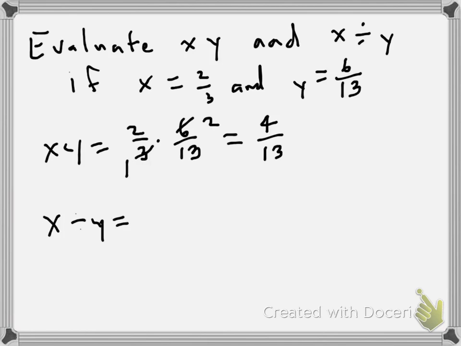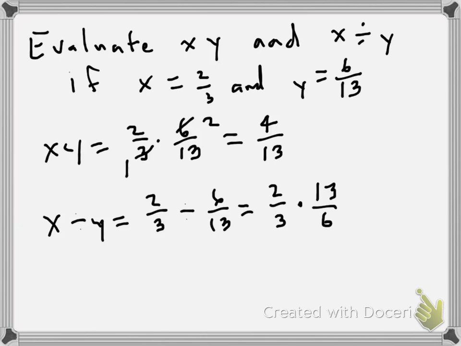Okay, I'm going to plug in my values. So 2/3 divided by 6/13. And then I'm going to use my rule to rewrite this as an equivalent multiplication problem. I'm going to bring the 2/3 on over, change that division to multiplication, flip that second fraction upside down. Okay, and then I'm going to look for common factors.